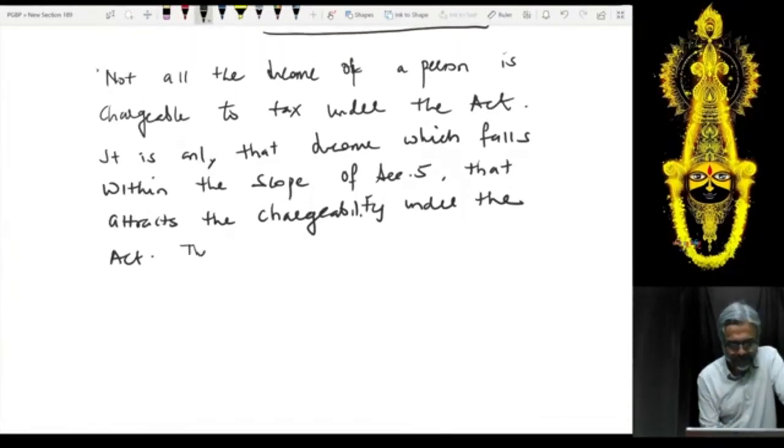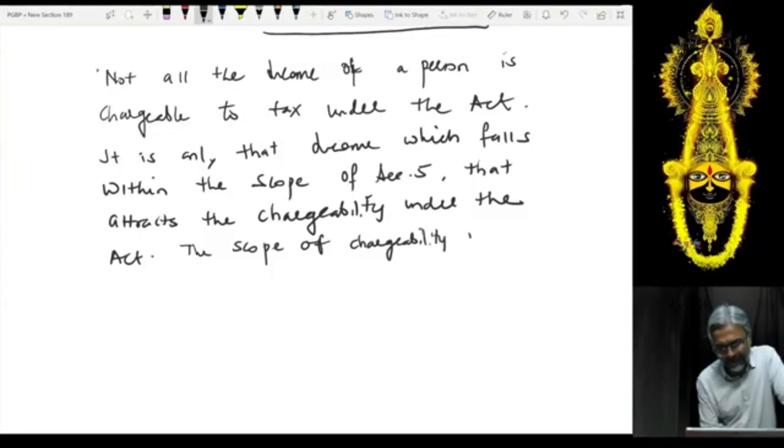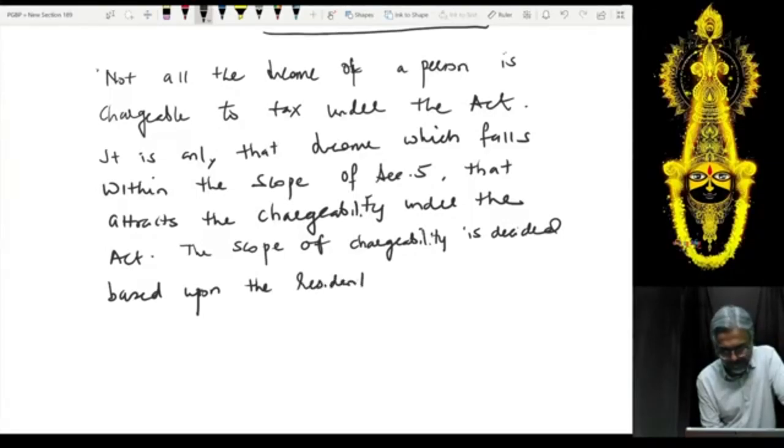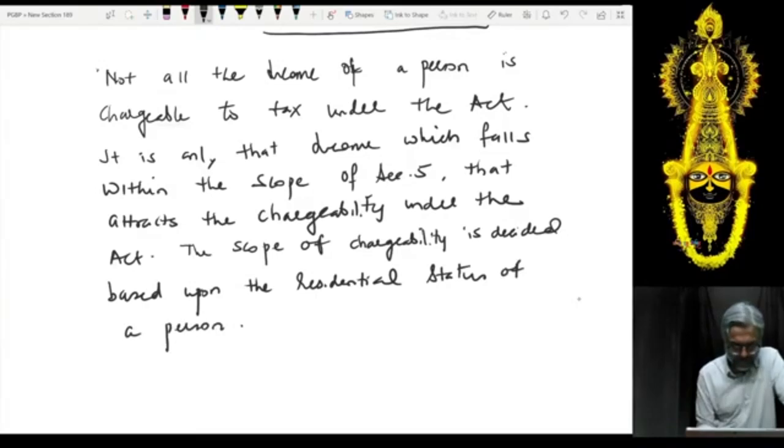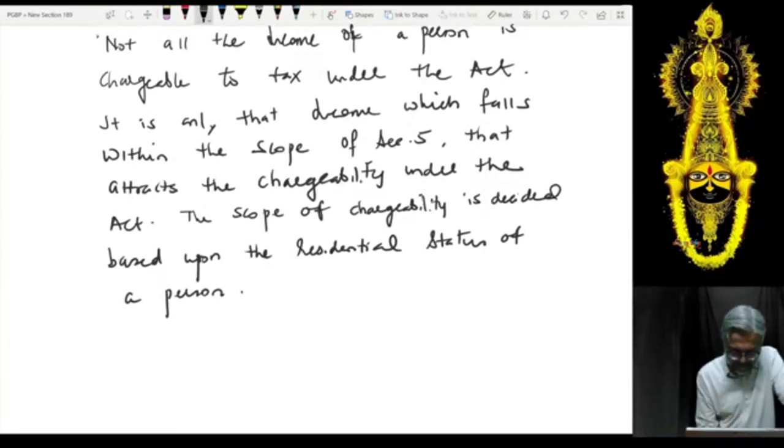Right, further, students? The scope of chargeability is decided based upon the residential status of a person. So from this, in the next line, write like this. Residential status.